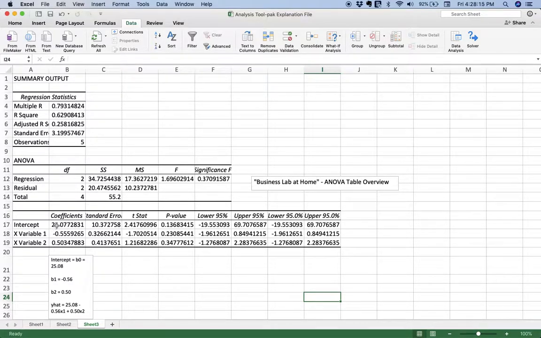So I hope that clears some information up if you're ever having to analyze your Analysis ToolPak output. Again, this doesn't cover every single line item that you might have to worry about, but it hits the highlights, and I think it covers a lot of what you might see in your introductory statistics classes.